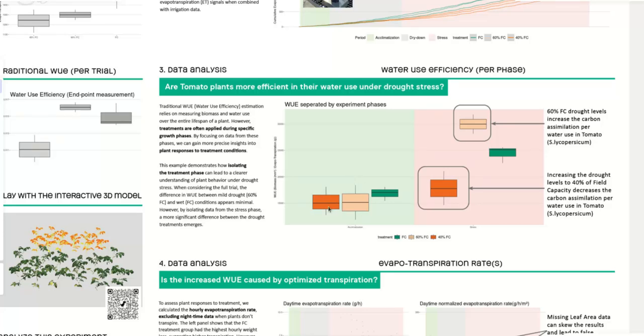So that's a great finding: the 60% field capacity group is the most efficient in their water use. However, this also gives rise to a new set of questions, such as whether the plants under drought stress transpired less.